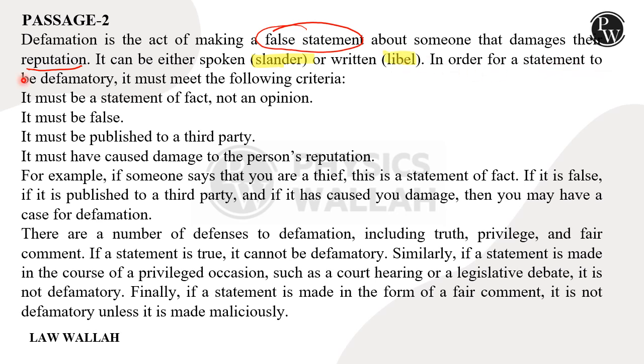In order for a statement to be defamatory, it must meet the following criteria. अब criteria क्या क्या है for a statement to be a defamation? It must be a statement of fact, not an opinion. It must be false. It must be published to a third party. It must have caused damage to a person's reputation. For example, if someone says that you are a thief, this is a statement of fact. If it is false, if it is published to a third party and if it has caused damage to you, then you may have a case of defamation.